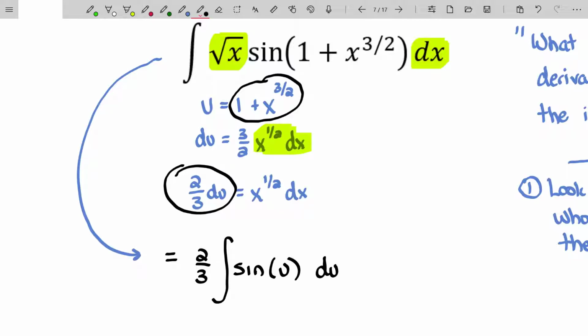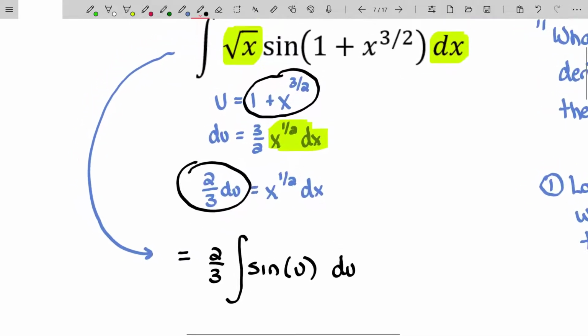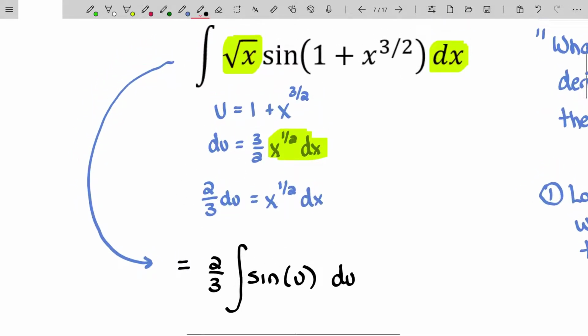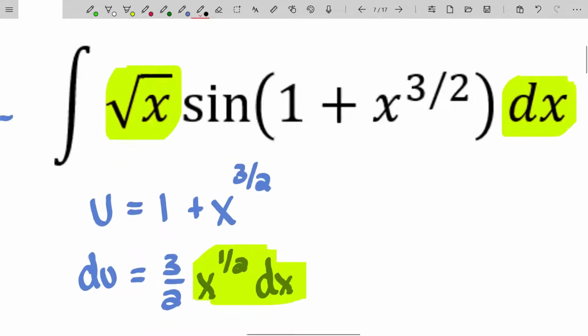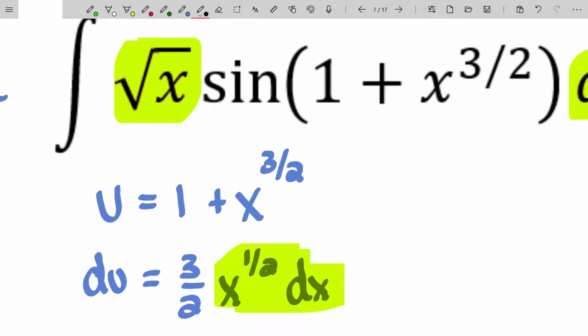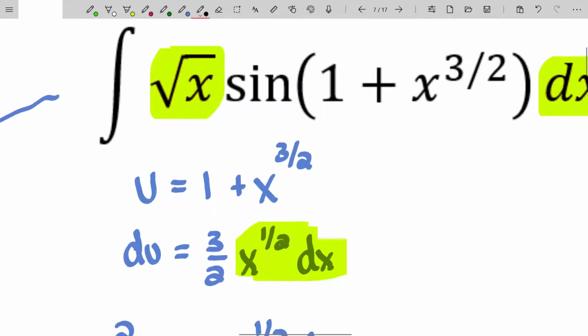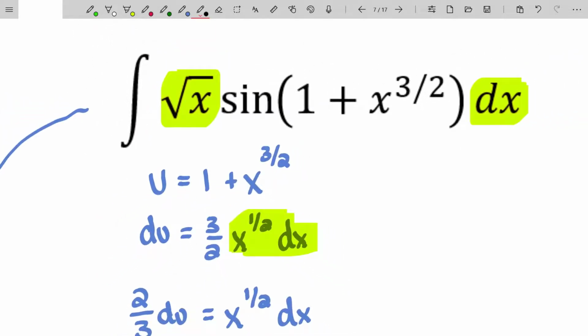Look how clean this integral is now with a simple u substitution. So again, the tactic here was look for the biggest piece that you could substitute in for. Maybe its derivative also is in the integrand. So I took the biggest chunk I could substitute in for, 1 plus x to the 3 halves. Its derivative, roughly, besides the constant, is in the integrand.